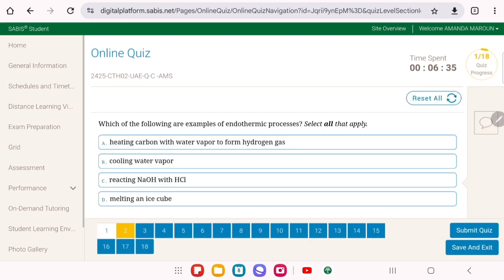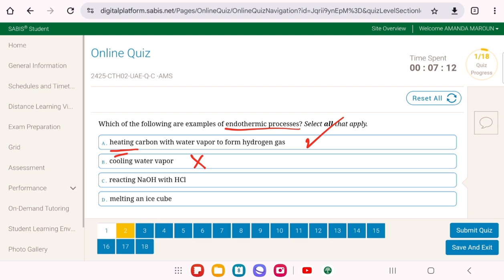Question number 2. Which of the following is an endothermic process? Endothermic will take in heat, so the products will have more heat than the reactants. Meaning, if you heat carbon with water vapor to form hydrogen gas, definitely if you're heating something, it will take in the heat, so the products will have more heat, so it is endothermic. Cooling water vapor, which is a gas, it will become a liquid, so it's not endothermic, it's exothermic.